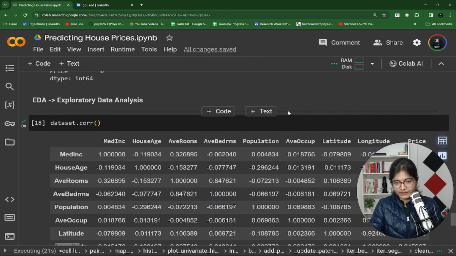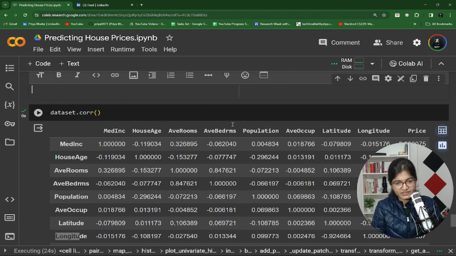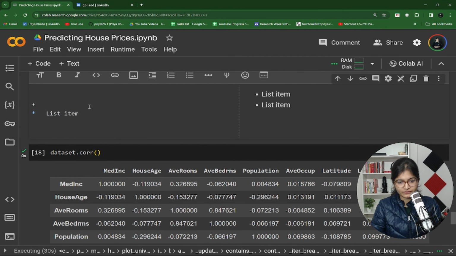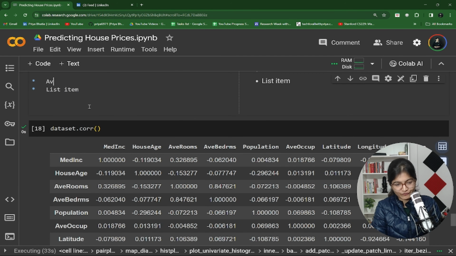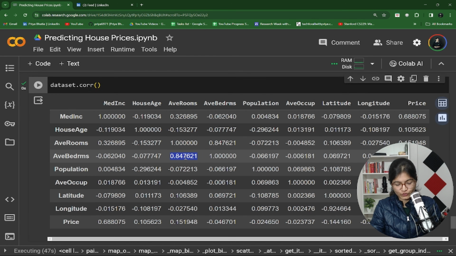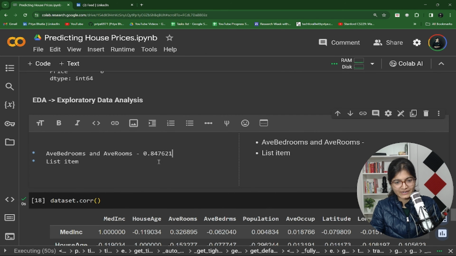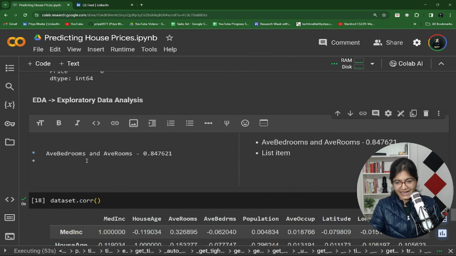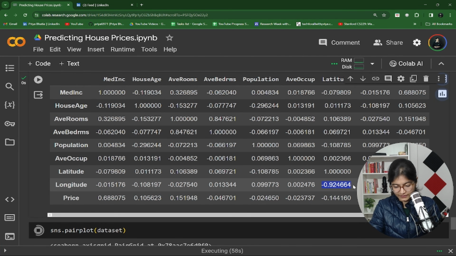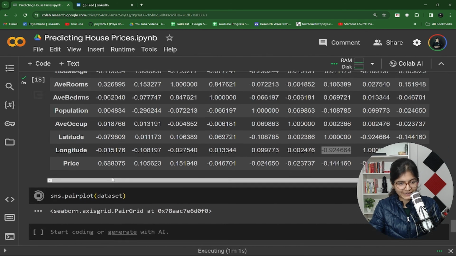But so far, what inference can we get from the above cases? The first important thing we observed is that average bedrooms and average rooms have a high correlation coefficient, and the value is 0.847621. I'm just writing it down. Also, we have observed that longitude and latitude are negatively correlated with this number. So let me write this down as well.